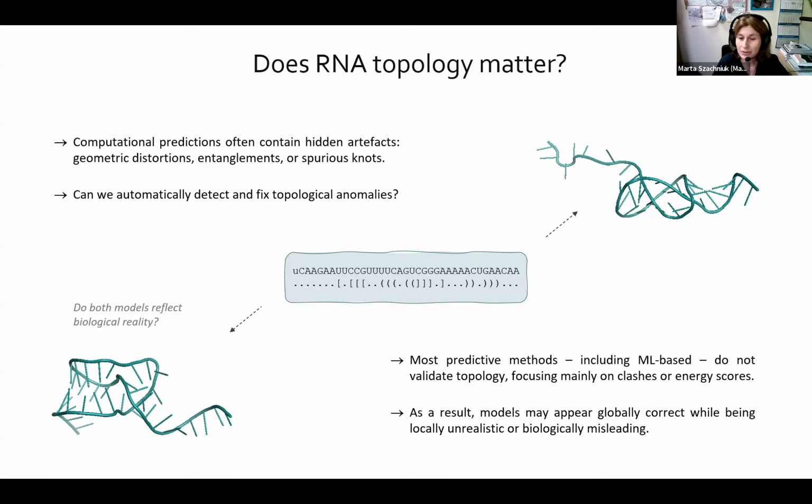And I also want to tell you that most predictive methods, including the newest, recent ones, predict structures with some hidden artifacts, although most of them do not validate the topology of the predictions. As a result, we can obtain models that maybe do not reflect biological reality. So they may be misleading in terms of biology, function, and structure itself.